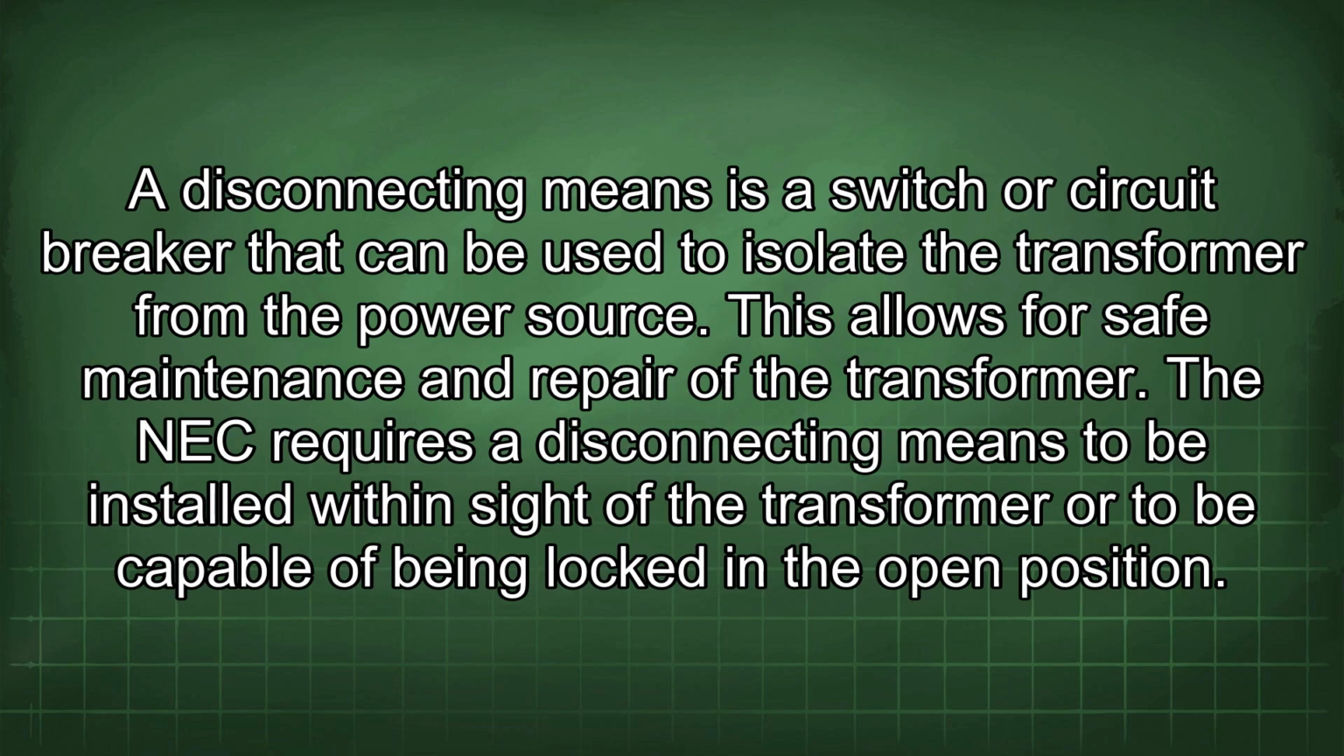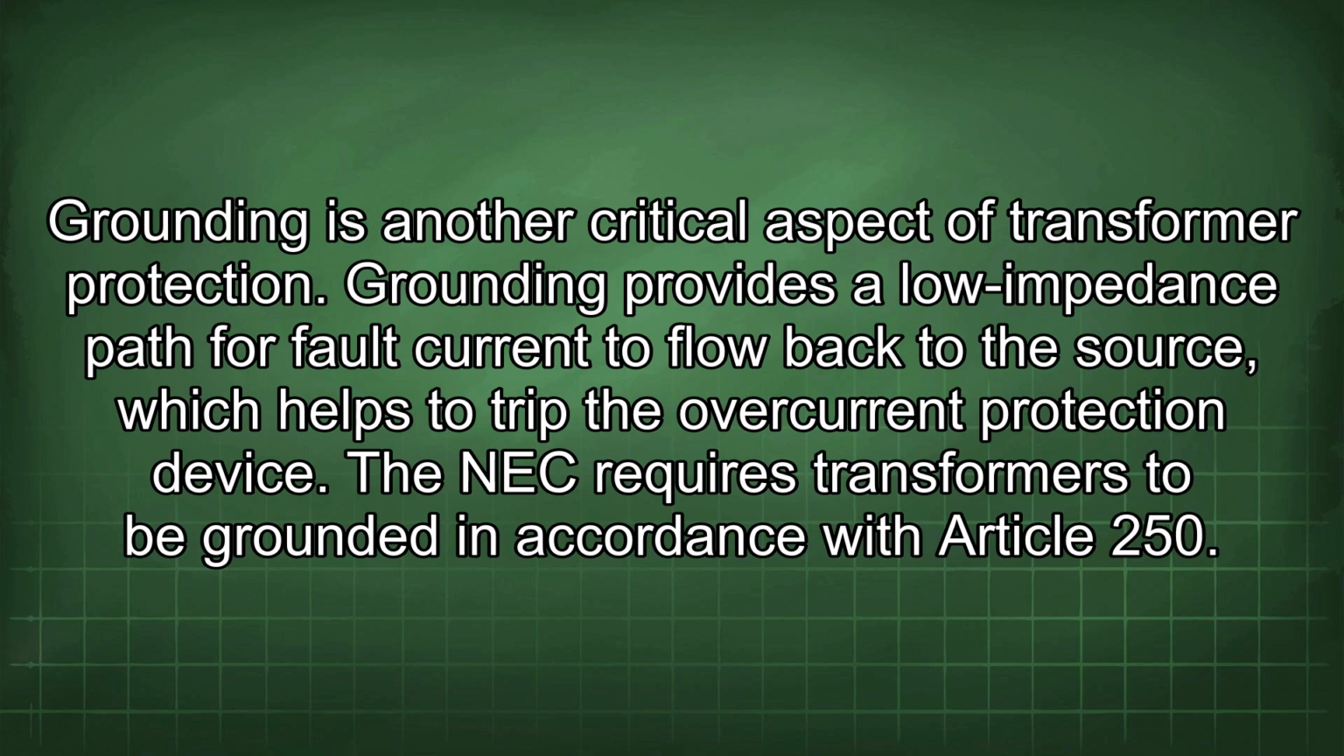Disconnecting means are also an essential part of transformer protection. A disconnecting means is a switch or circuit breaker that can be used to isolate the transformer from the power source. This allows for safe maintenance and repair of the transformer. The NEC requires a disconnecting means to be installed within sight of the transformer and to be capable of being locked in the open position.